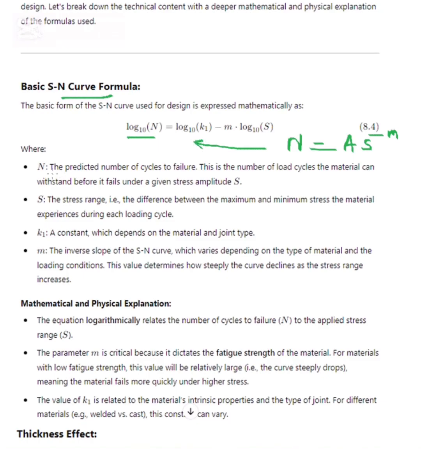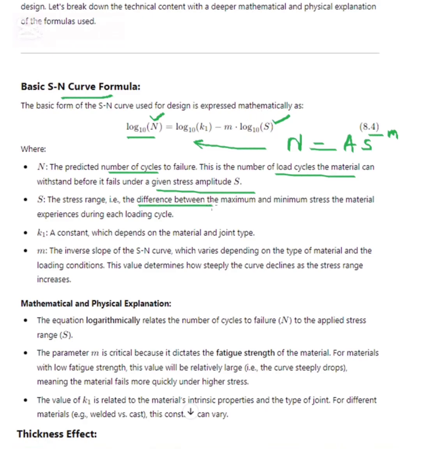If you see here, N is nothing but the predicted number of cycles to failure. This is the number of load cycles the material can withstand before it fails under a given stress amplitude. So for this stress amplitude, how many cycles the material can withstand can be predicted by this N number. That much the material can withstand, especially for this given stress range.